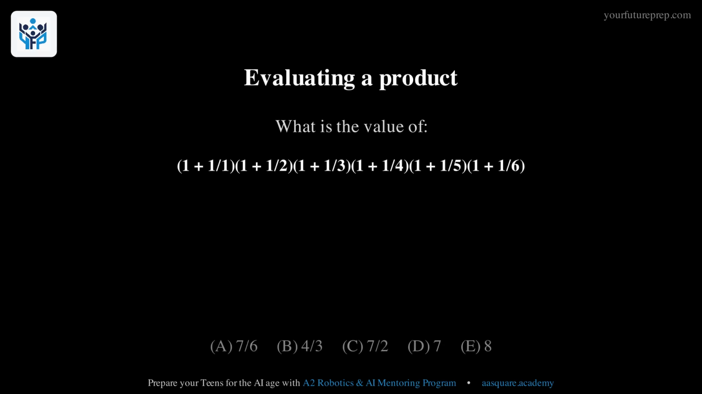What is the value of the product? 1 plus 1 over 1 times 1 plus 1 half times 1 plus 1 third times 1 plus 1 fourth times 1 plus 1 fifth times 1 plus 1 sixth. The choices are 7 sixths, 4 thirds, 7 halves, 7, and 8.